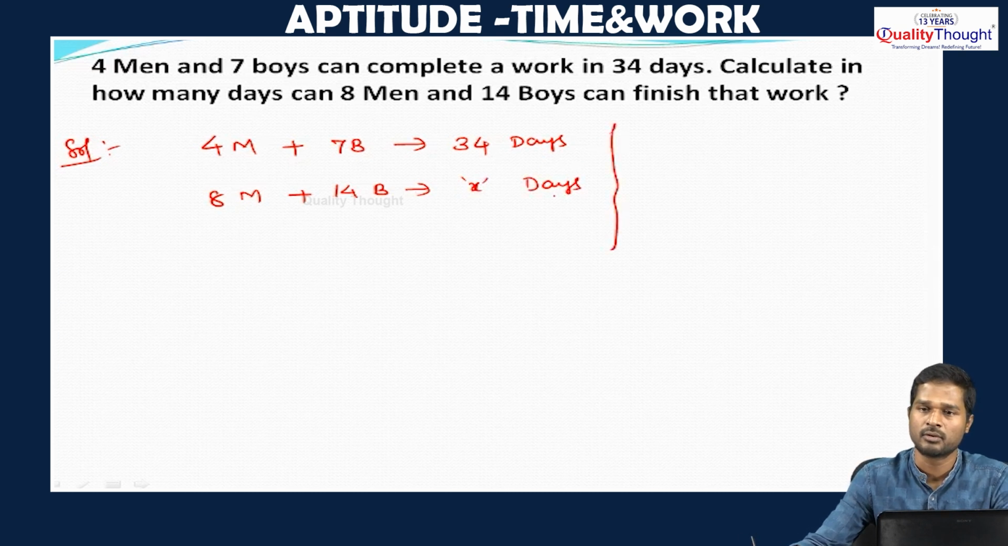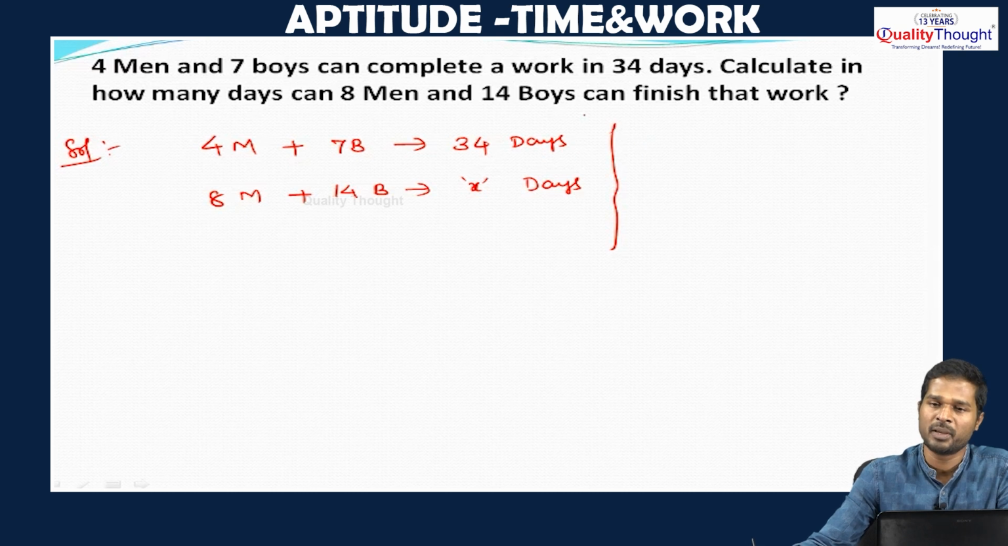Before solving this, we already discussed this. The work will be inversely proportional to the number of days taken. Or, if there are more people, the work will be completed in less number of days. That means the number of people will be inversely proportional to the days taken. If more are the people, the work will be done in less number of days. If fewer people, the work will be done in more number of days.